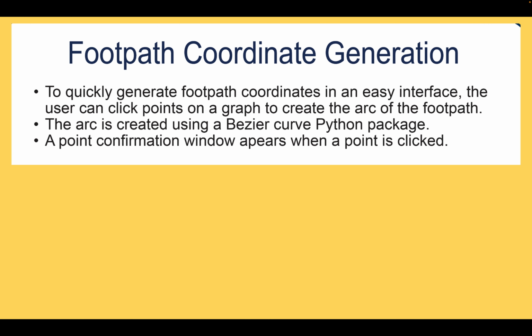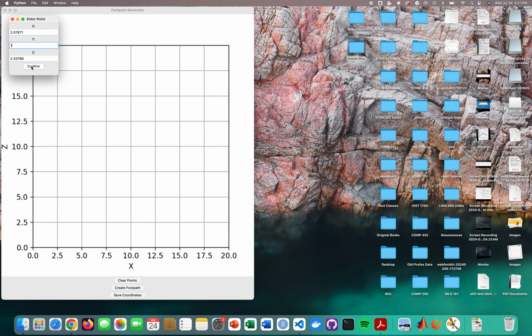So the first part is the footpath coordinate generation. To quickly generate footpath coordinates, I created a system that would allow the user to quickly and easily click on points. So here it is. You can click on a point and confirm the coordinate. So let me just go ahead and do that.